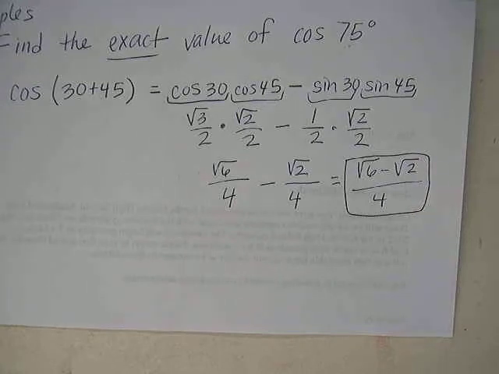Sometimes the book writes it a different way than that, like they might actually leave the square root of 2 factored out and put parentheses. I don't know why they do. This seems most simple to me. Alright, so there's one example.